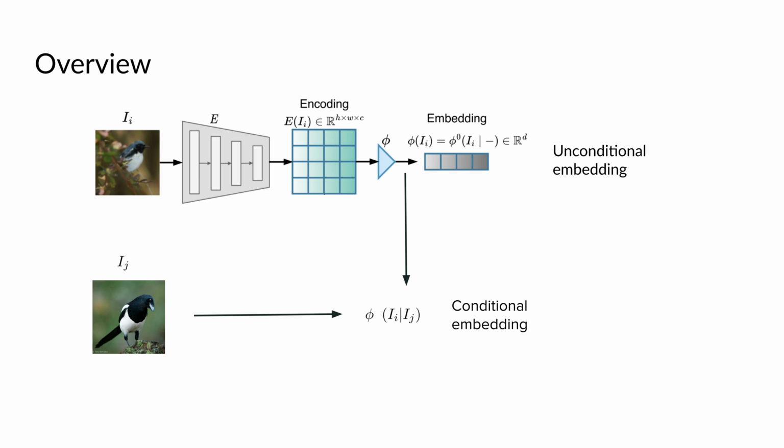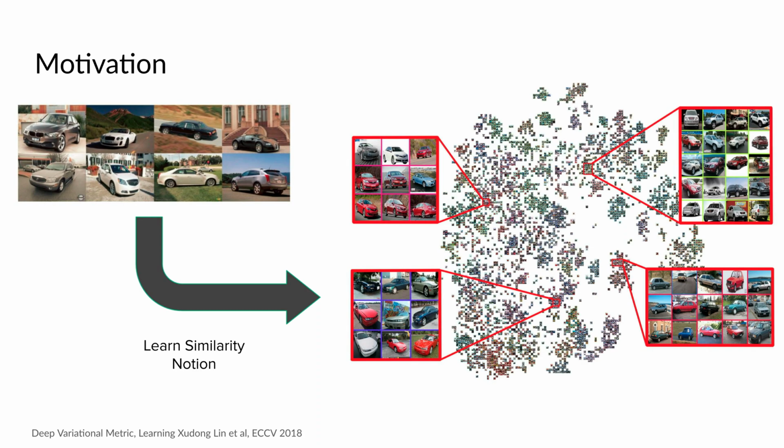This simple switch to conditional image embeddings allows for training stronger DML models that outperform state-of-the-art results, while having no negative impact on inference speed. The main task of representation learning is to find a good embedding function that maps similar images close together in space and different images far apart.